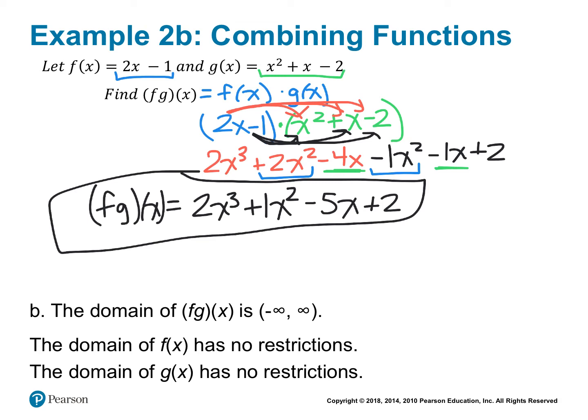Now this also has no restrictions. Negative infinity to positive infinity would be my domain. Because if I look back at my original, again, there's no issues there with negative square roots or dividing by 0.